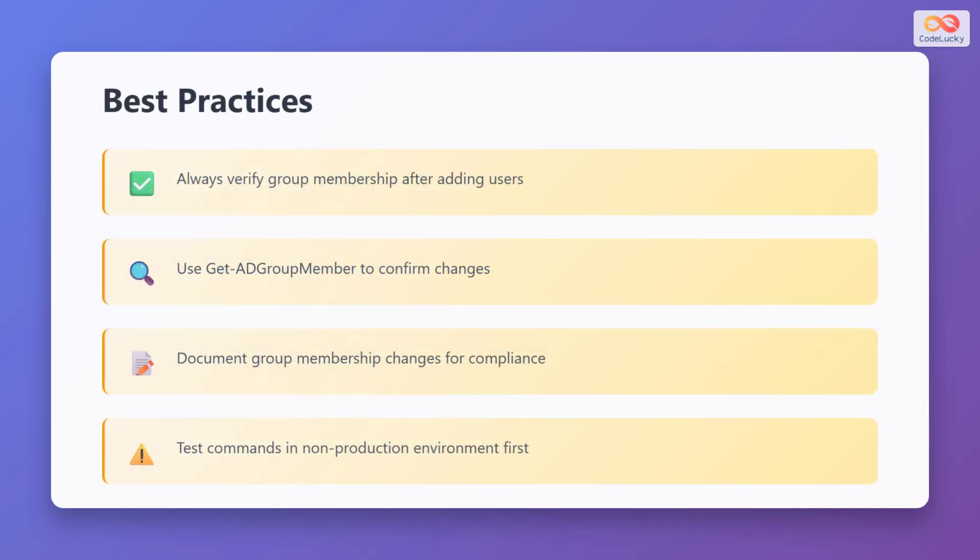Let's wrap up with some important best practices. Always verify group membership after adding users to ensure the operation completed successfully. Use Add-ADGroupMember to confirm your changes and validate that users were added correctly. Document all group membership changes for compliance and audit purposes, especially in regulated industries. Finally, always test your commands in a non-production environment first before running them in production. This helps you catch any errors or unexpected behavior without impacting your live Active Directory environment. Following these practices will help you maintain a secure and well-managed Active Directory infrastructure.